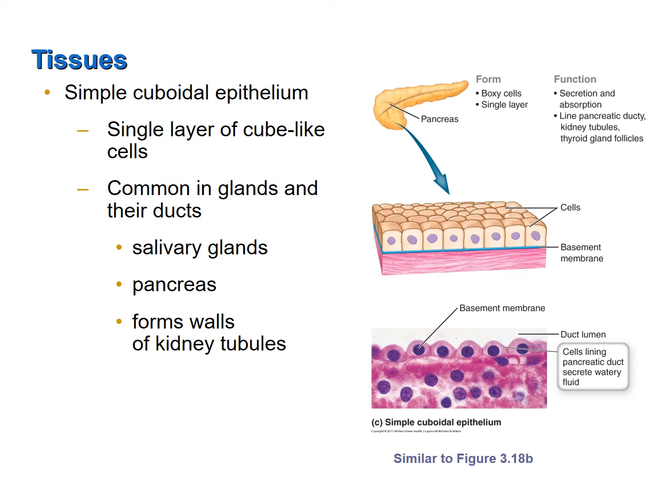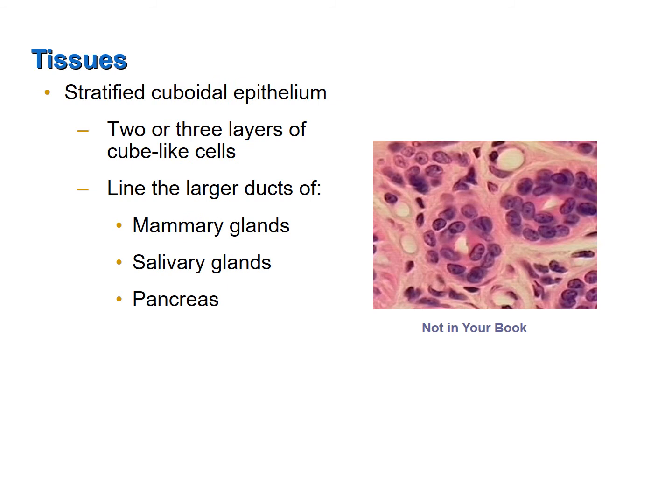Simple cuboidal epithelium consists of a single layer of cube-like cells. This type of tissue is commonly found in glands such as the salivary glands and the glands of the pancreas. Simple cuboidal epithelium also forms the walls of kidney tubules. Stratified cuboidal epithelium consists of 2 to 3 layers of cube-like cells. They line the larger ducts of mammary glands, salivary glands, and also certain glands of the pancreas.